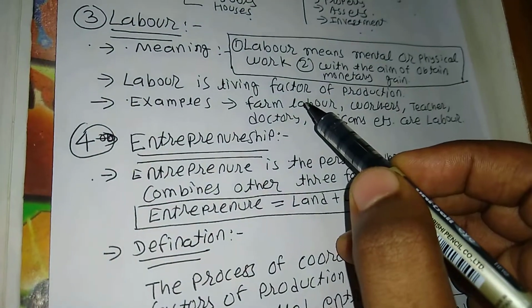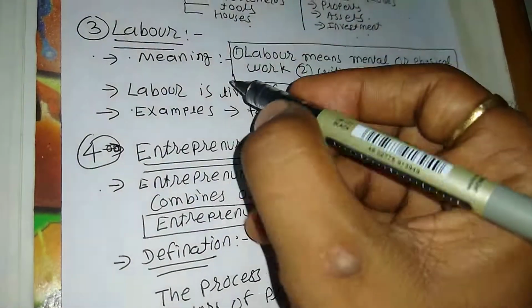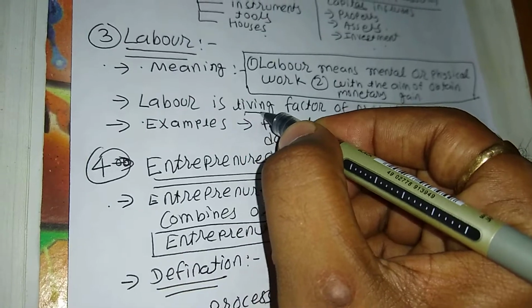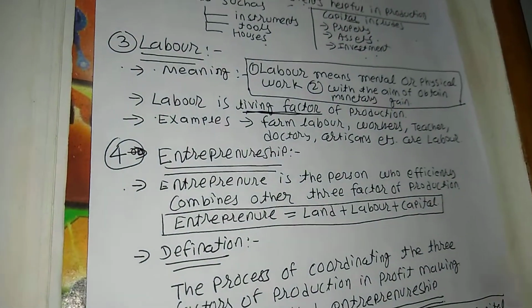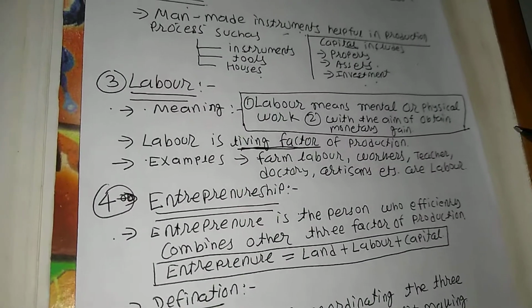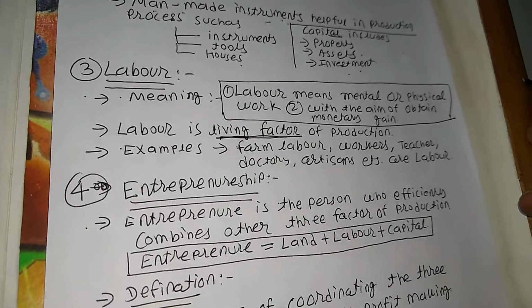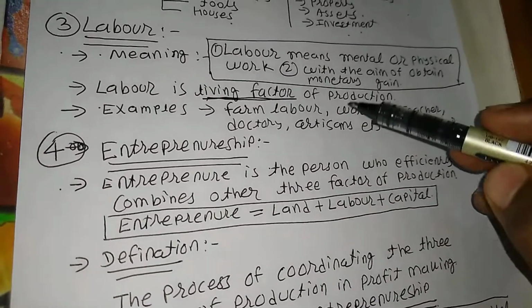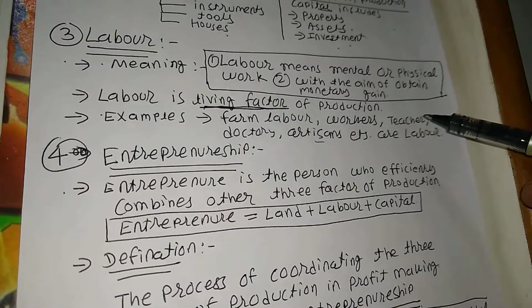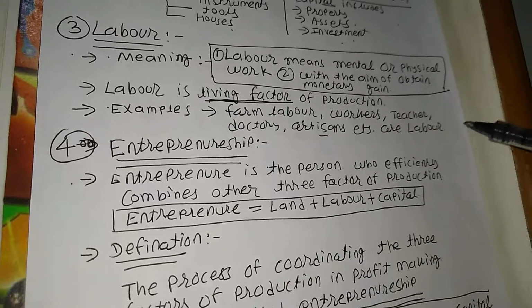Labor is a living factor of production. Others are non-living, that is, land and capital. They are non-living, but labor is a living factor of production. Now, who are considered as labor? Some examples: farm labor, workers, teachers, doctors, artisans, they all are labor.